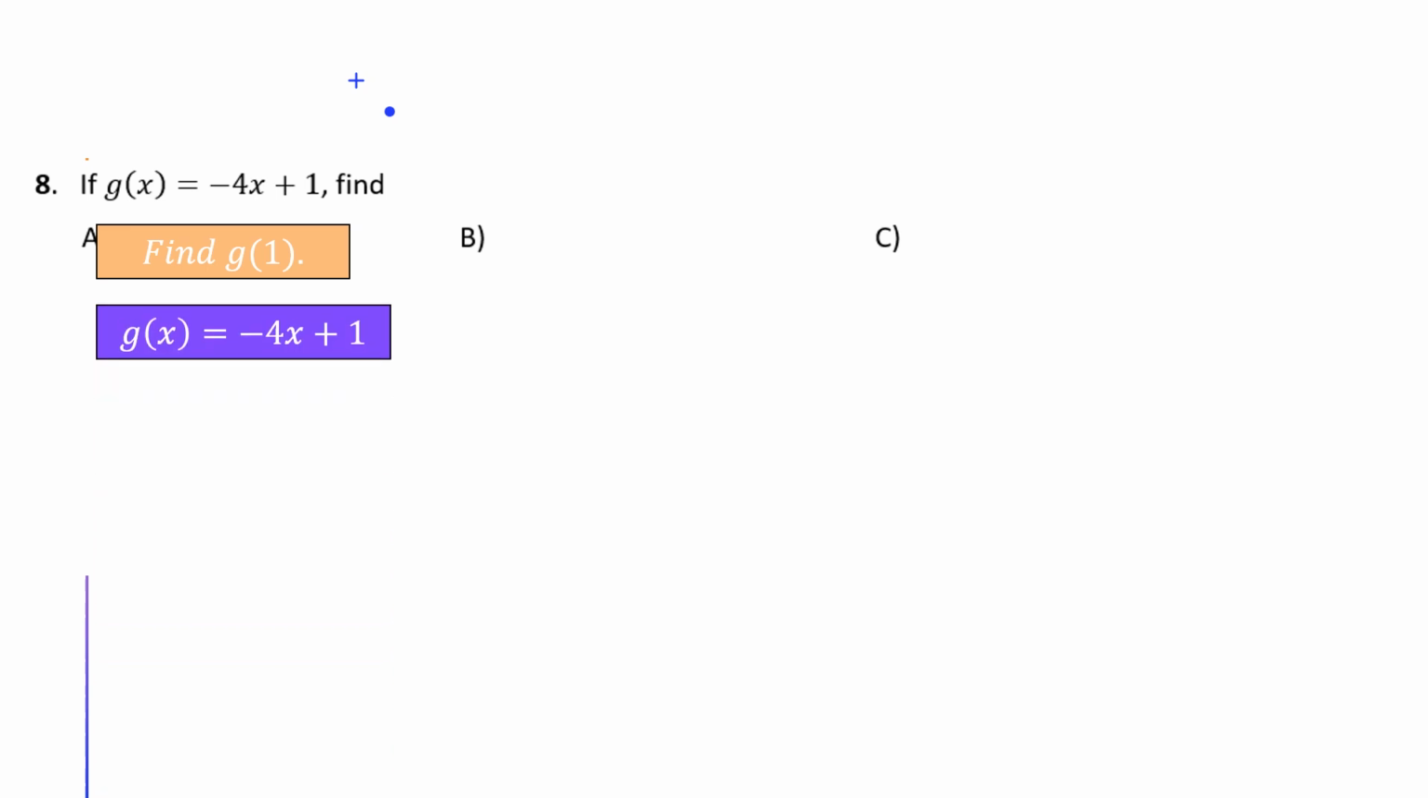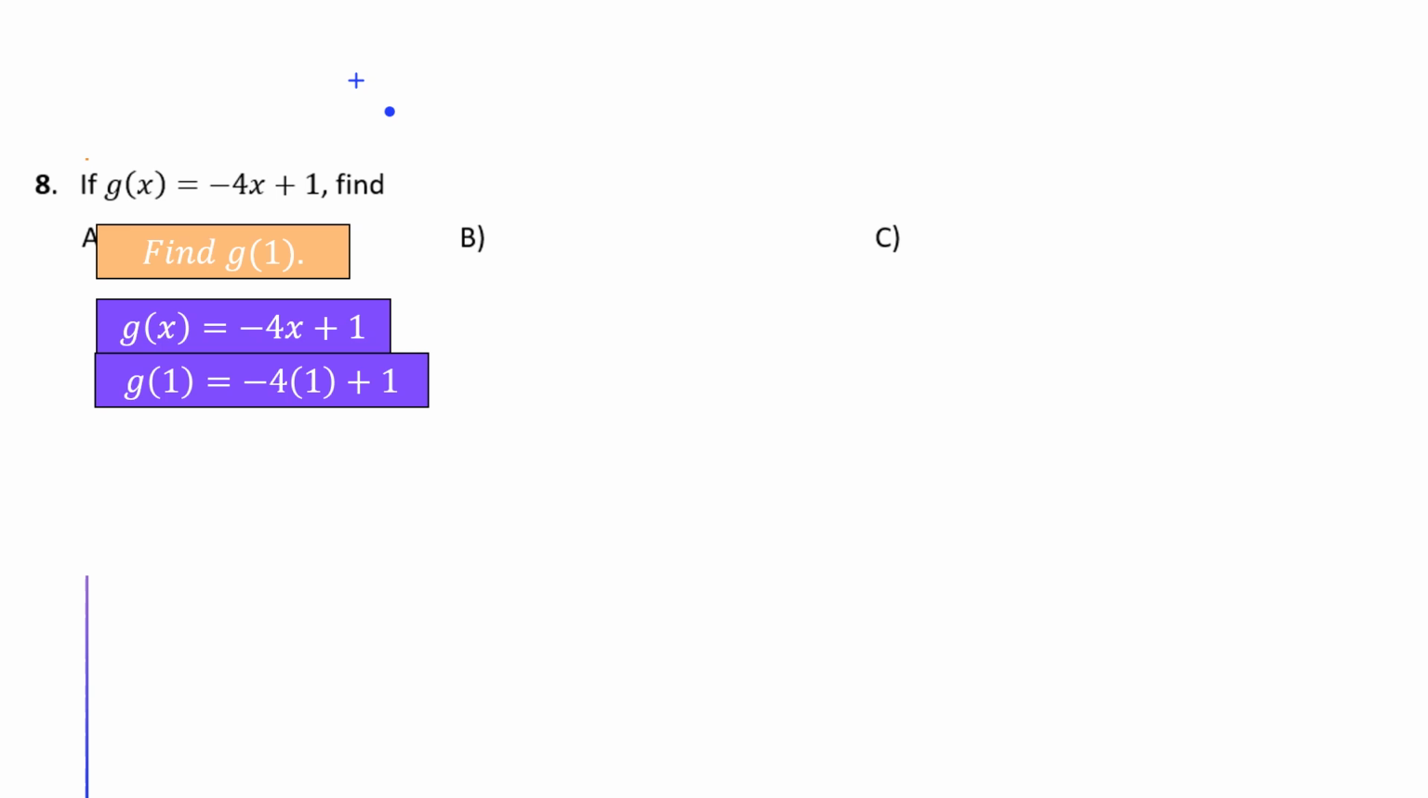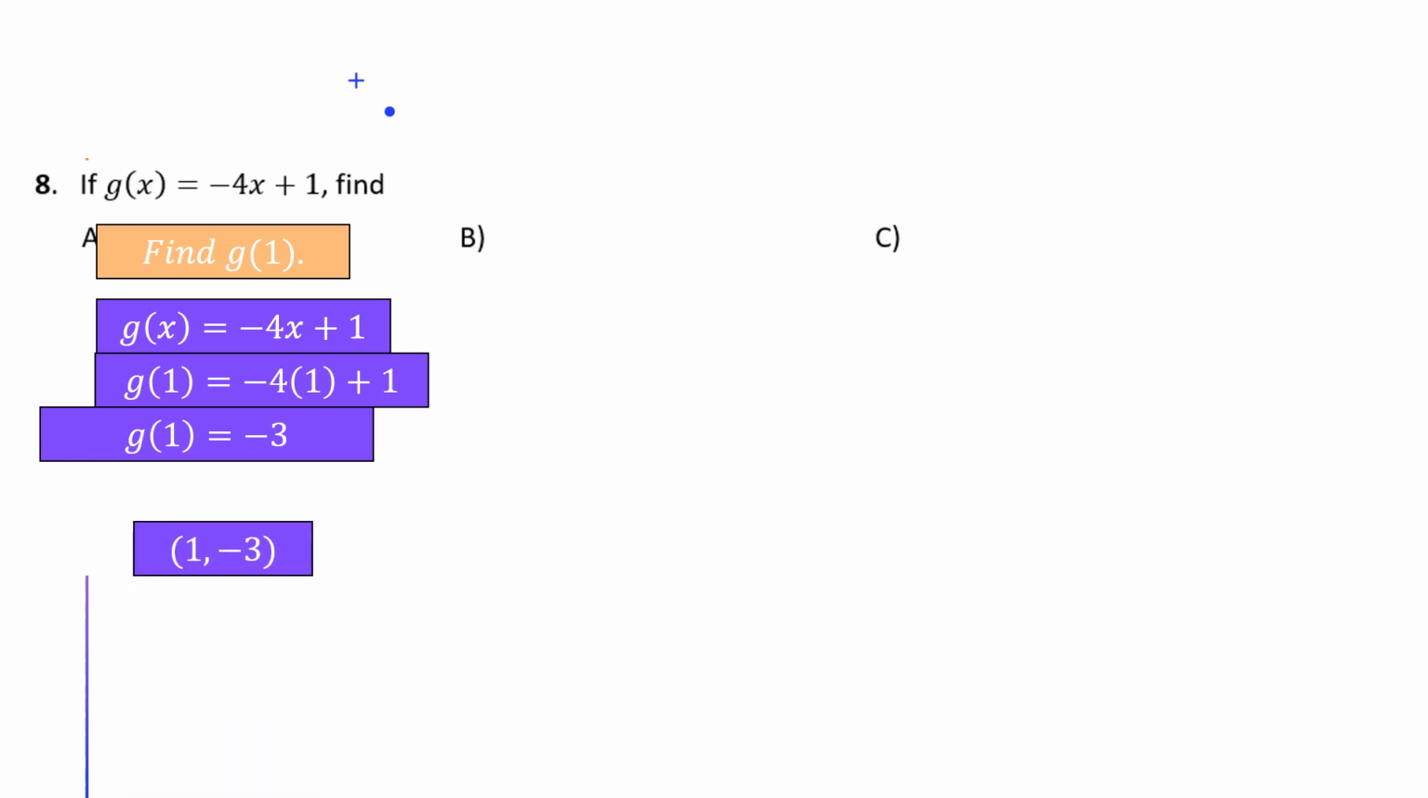So we're going to start with the function itself, and then anytime we see an x, replace it with 1. So g of 1 is going to be equal to negative 4 times 1 plus 1 when you substitute that in. That's negative 4 plus 1. So g of 1 is equal to negative 3. And that means the ordered pair would be 1, negative 3.